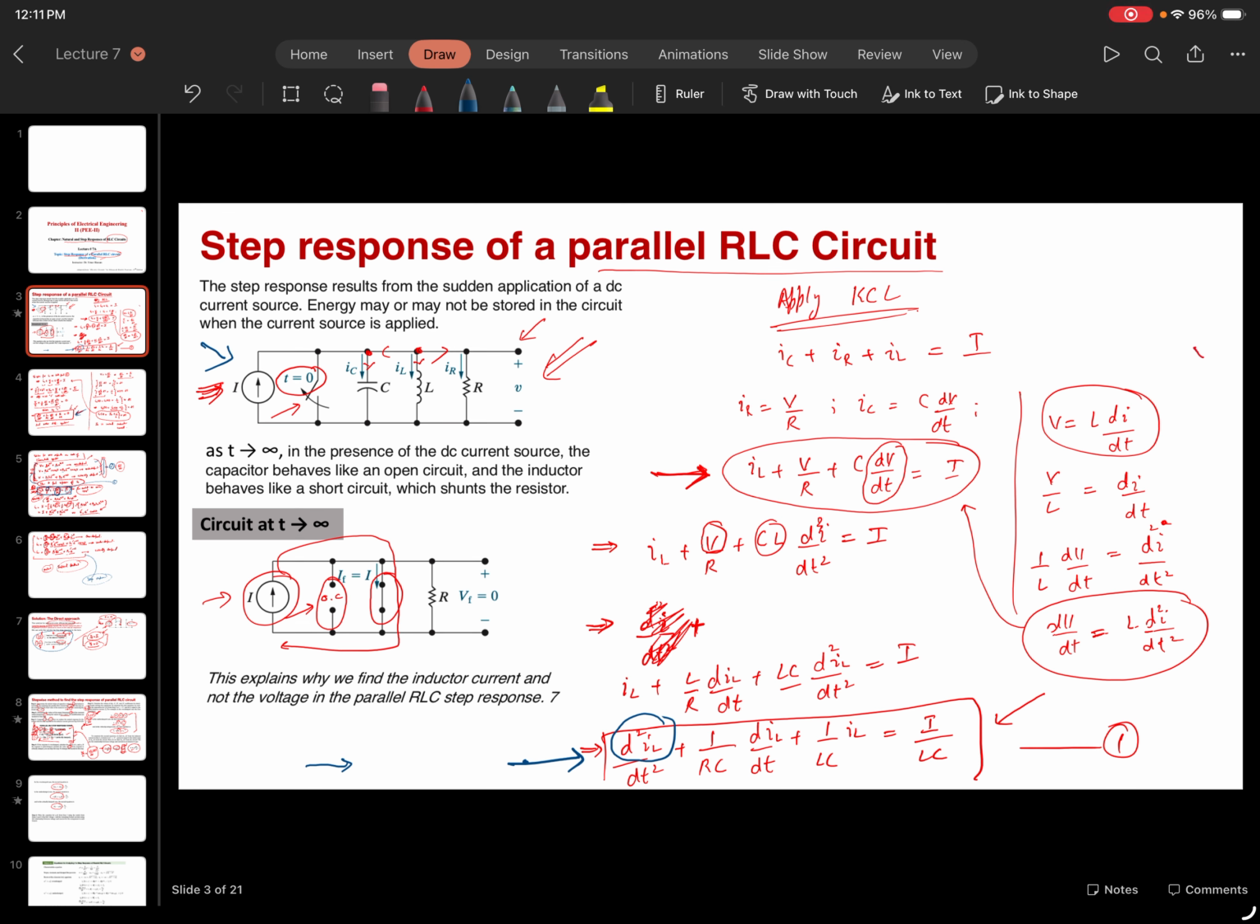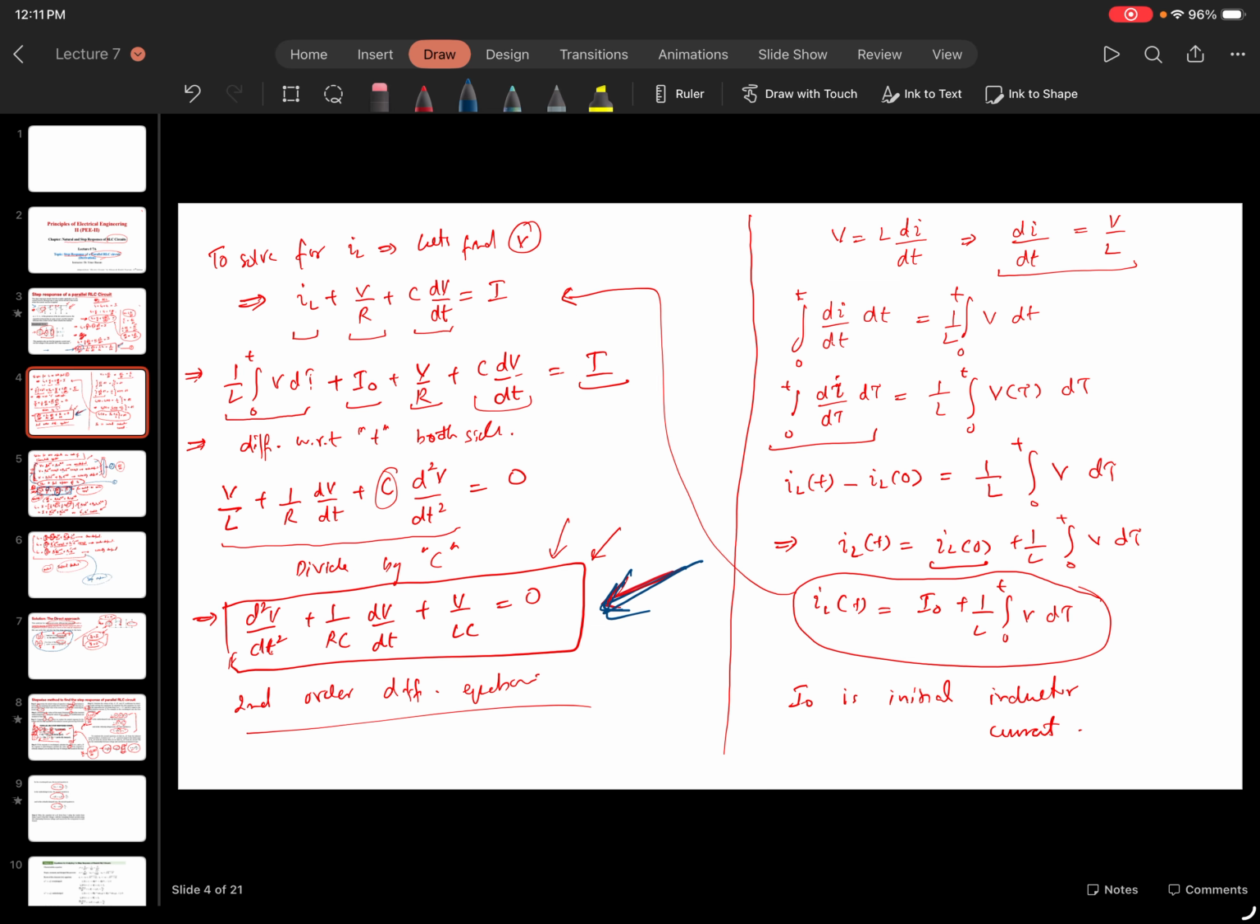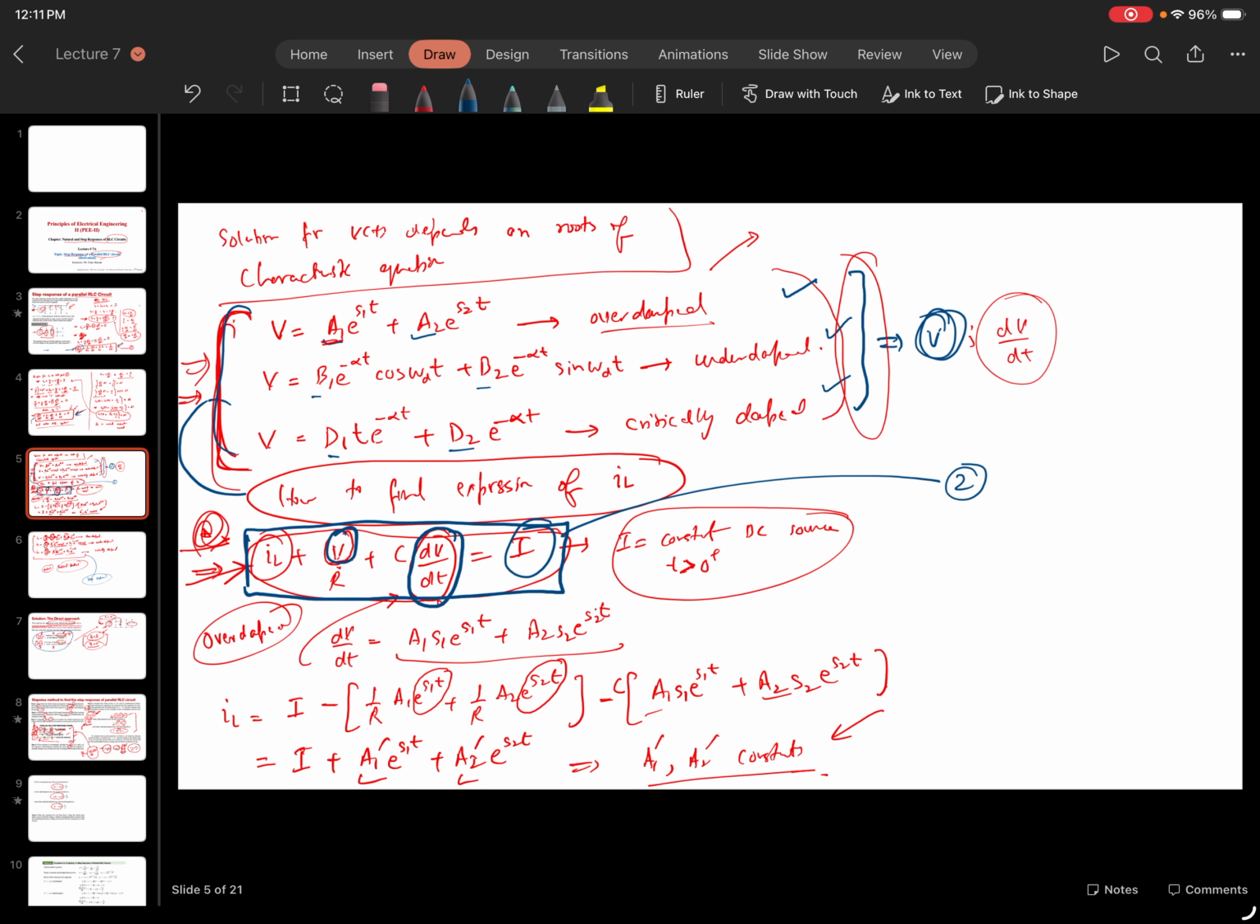When we apply Kirchhoff's current law, we ended up finding this second order differential equation for the inductor current. Then we said that in order to solve for this inductor current, we have to find the voltage. Here is our differential equation for the voltage, and this differential equation was exactly similar to the natural response of the voltage. So we looked at the three solutions of the voltage for that second order differential equation.